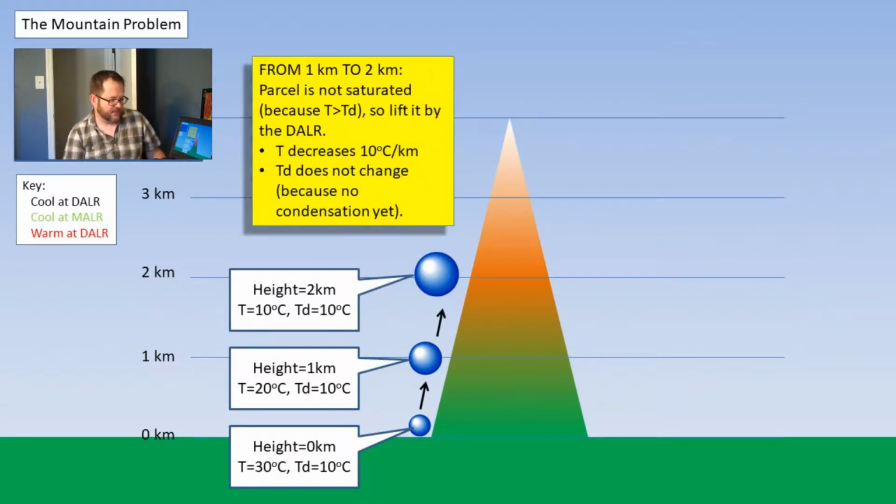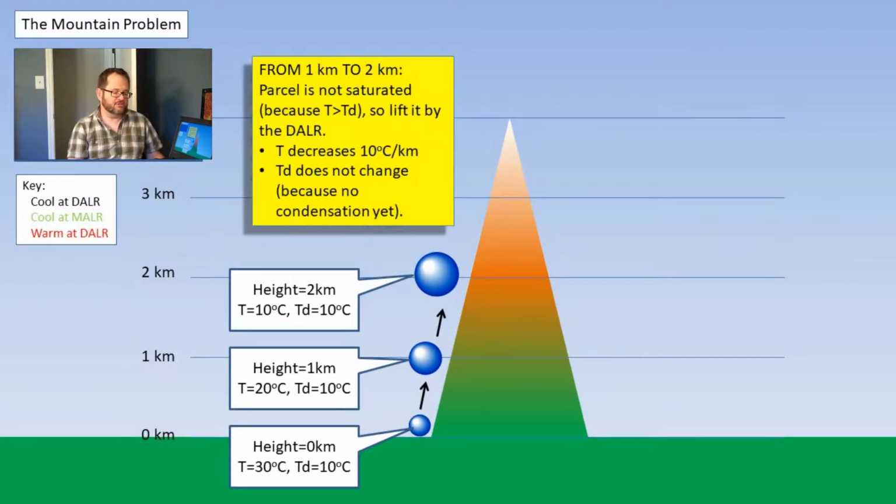Let's do it again. From 1 kilometer to 2 kilometers, again my temperature is greater than my dew point. Therefore, my air parcel is not saturated, it is subsaturated. Therefore, we're going to lift it again at the dry adiabatic lapse rate. Again, you can see by that black arrow, I'm lifting it at a dry adiabatic lapse rate of 10 degrees Celsius per kilometer. So my temperature decreases by 10 degrees, from 20 degrees at 1 kilometer to 10 degrees Celsius at 2 kilometers. And again, there's no saturation, we're not converting any water vapor into liquid water yet, so the dew point doesn't change.